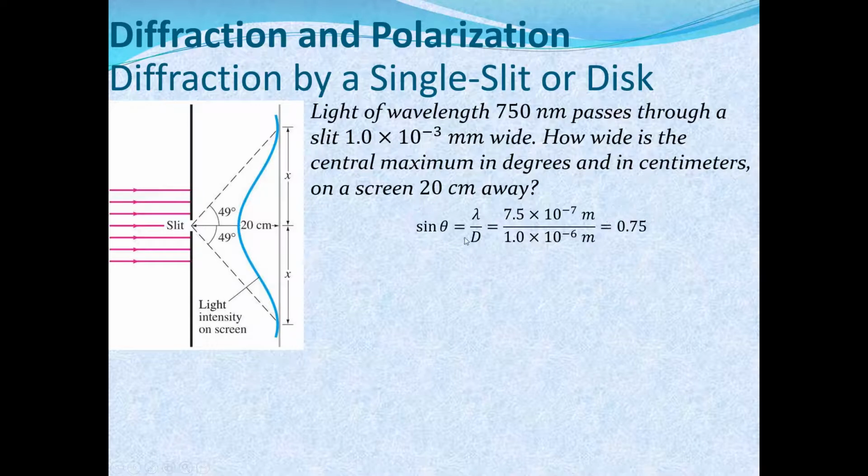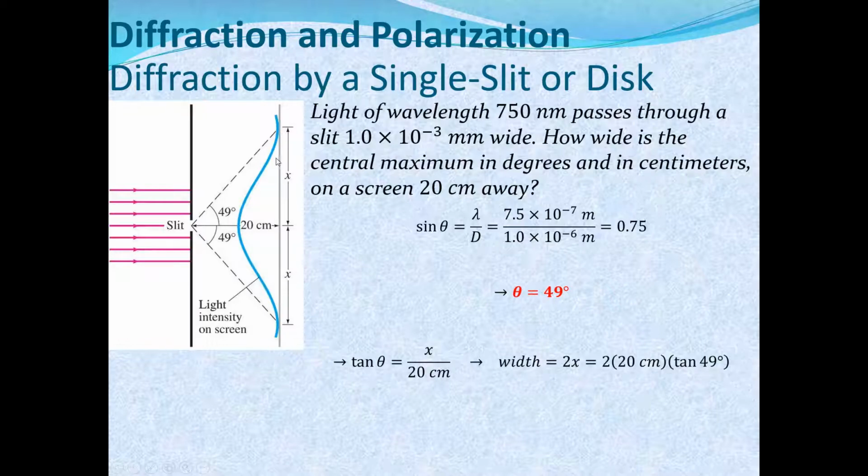So we use the equation where we're looking for the first minimum. We get 0.75. Take the inverse sine, we get 49 degrees. One thing to note: you would not be able to do the small angle approximation here. For those who are probably thinking they could plug in x over 20 for sine theta and then solve that way, you will not get the correct answer. You have to actually do the full trig function here because our angle is going to be really, really big.